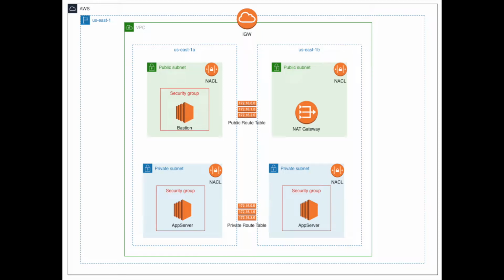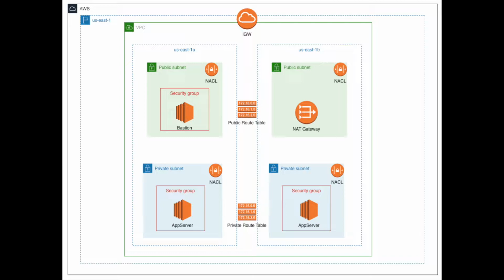Welcome to this AWS hands-on tutorial where I'll walk you through creating a custom VPC with both public and private subnets. The VPC will be created in the US East 1 region with subnets in the US East 1A and 1B availability zones. We'll add a Bastion host in the US East 1A public subnet, which will allow admin access to the EC2 instances in the private subnets via SSH.